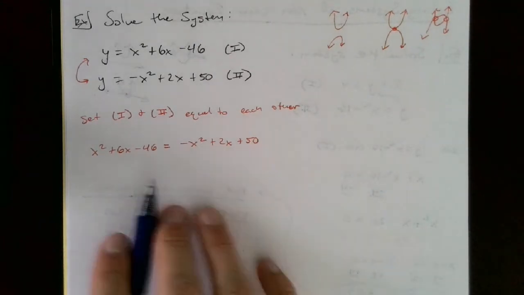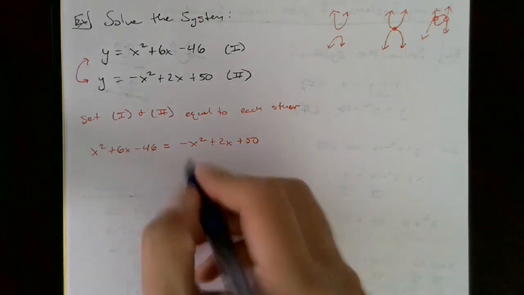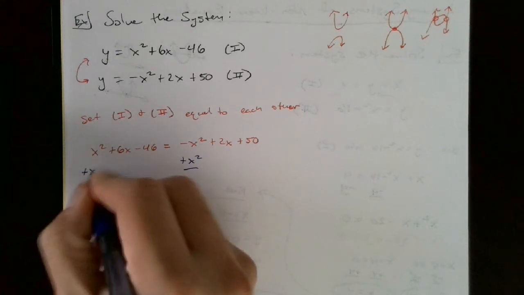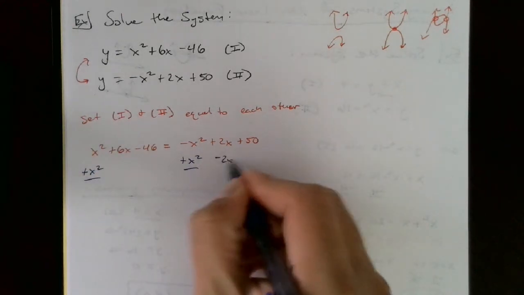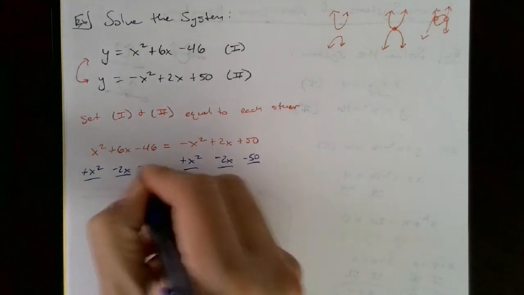Typically when you solve something that's quadratic, you want to get everything to one side and 0 on the other side. So I'll move terms to the left, so I'm going to add x squared to each side. I'm going to subtract 2x from each side, and I'm going to subtract 50 from each side.